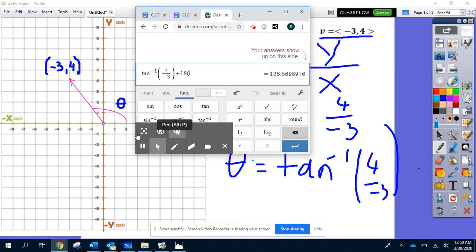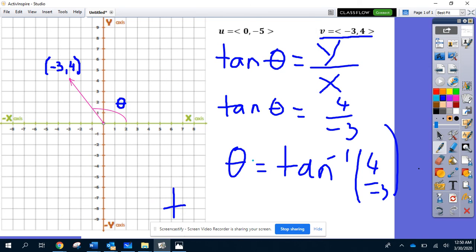So don't forget, when the vector is in the second or in the third quadrant, just add 180 degrees to the inverse of the tan. And when the vector is in the fourth quadrant, then you should add 360 degrees.